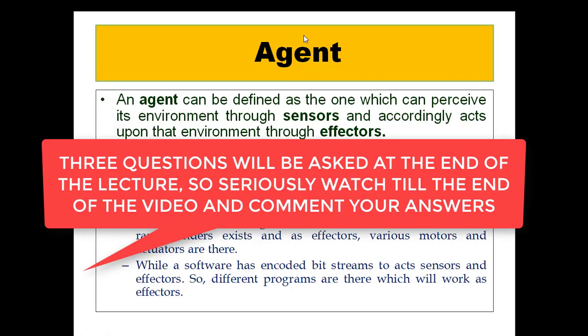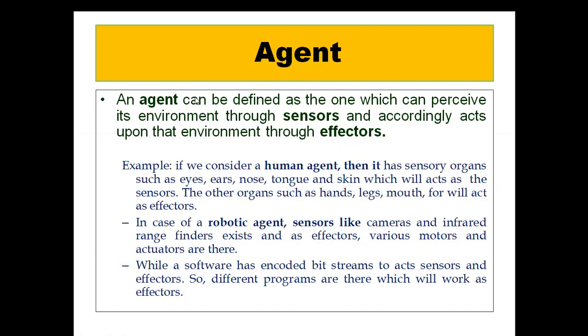So agent, what do you mean by agent? An agent can be defined as the one which can perceive its environment through sensors and accordingly acts upon that environment through effectors. You will see that I will keep those terms in bold which are important for you. Just like here, sensors and effectors. So while defining the agent, I am focusing on two terms, sensors and effectors. And what are sensors? Sensors are those by which an agent can perceive its environment.